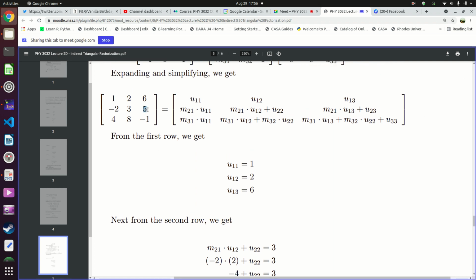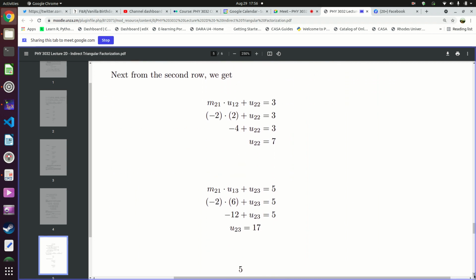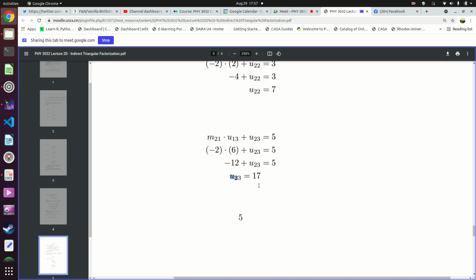We're supposed to find U23 now. That's what you have here. M21 multiplied by U13 plus U23 equals 5. Then M21 is this, U13 is 6, plus this much equals 5. This times that gives you minus 12 plus U23 equals 5. Then U23 is going to be equal to 17, so your U23 is now equal to 17.